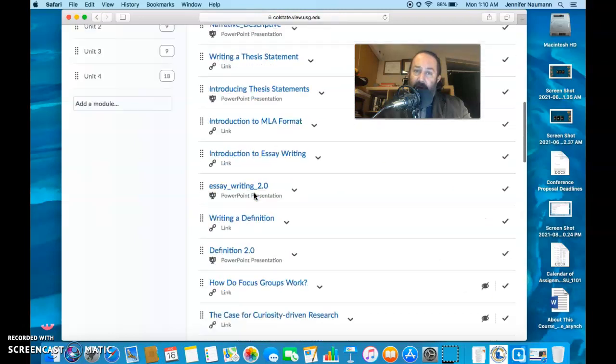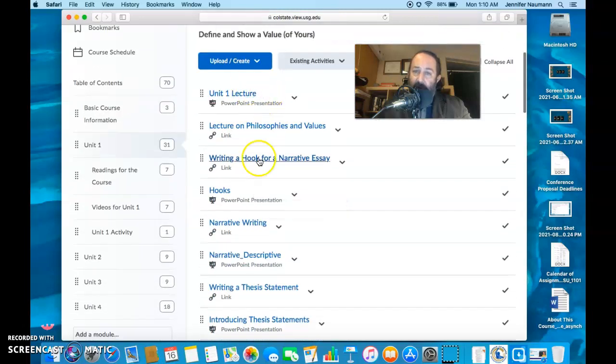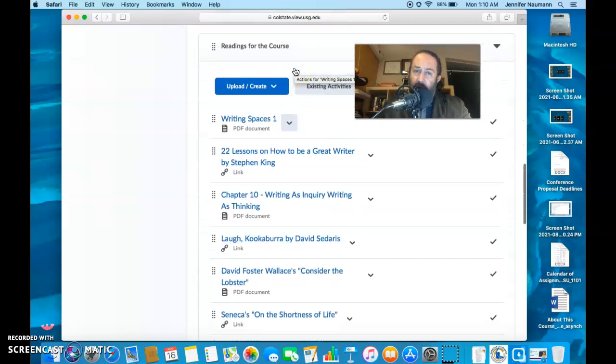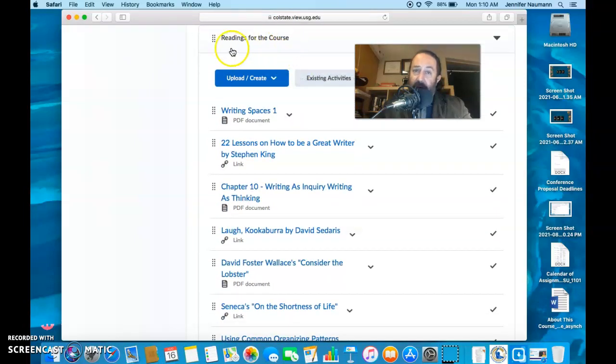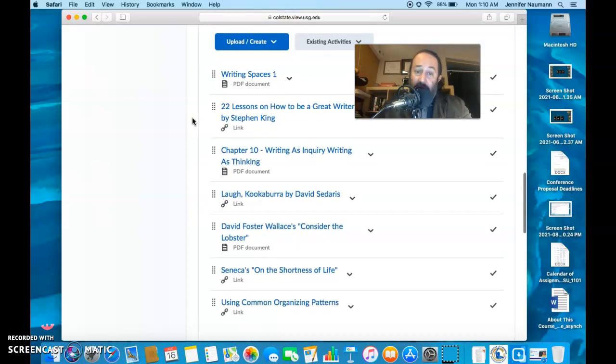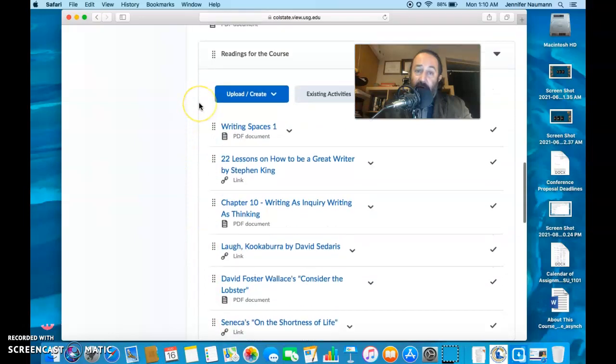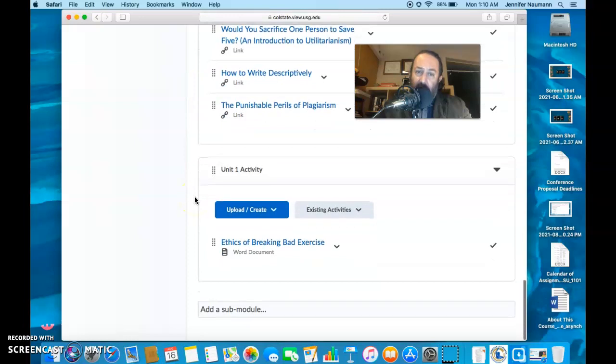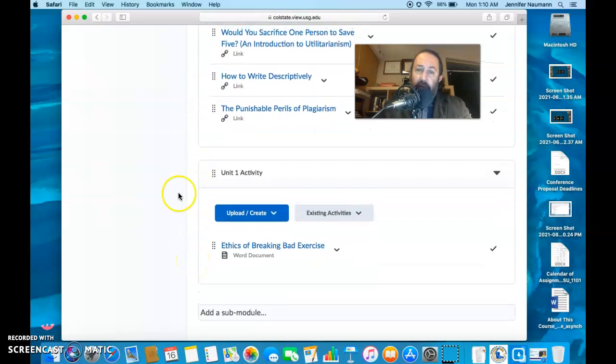And then we see after that, which is basically the main information that you need there for Unit 1. You have the readings. I usually will put readings for the unit. On this one I put unit for the course because it does include Writing Spaces, and we're going to draw from that throughout the course. So we'll draw from that in Unit 1, 2, 3, and 4. And the rest of the material here are readings for Unit 1, videos for Unit 1, and the Unit 1 activity.